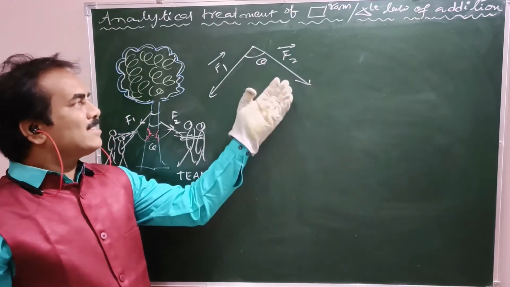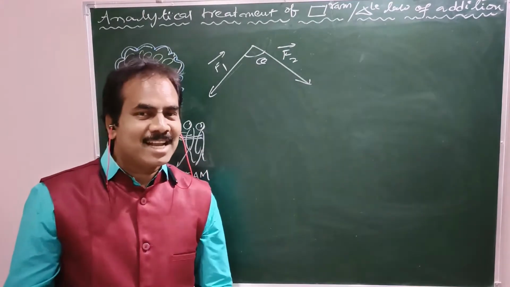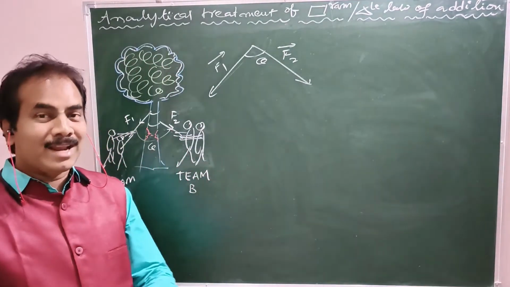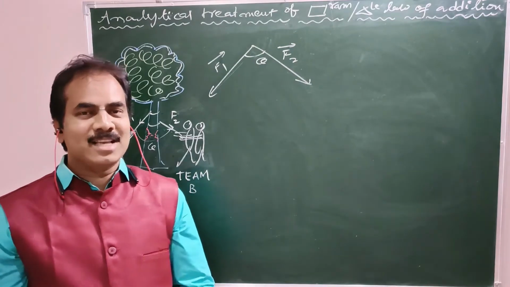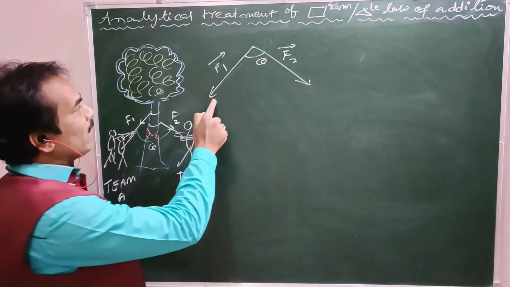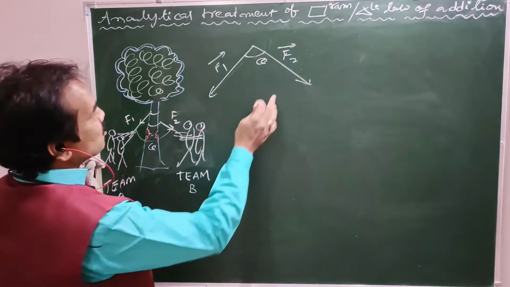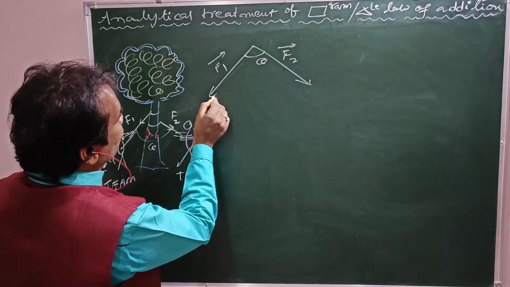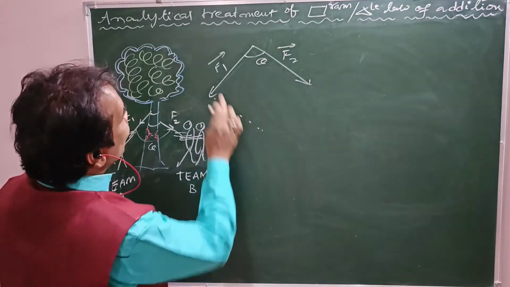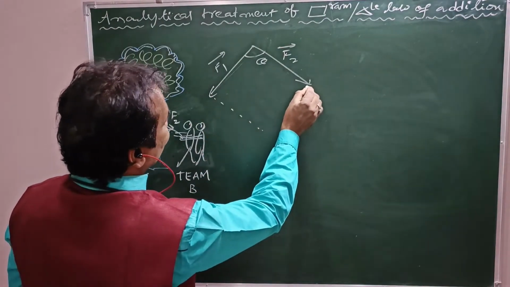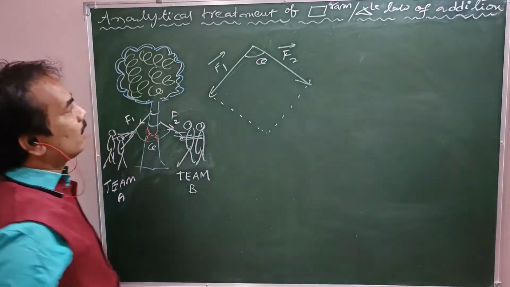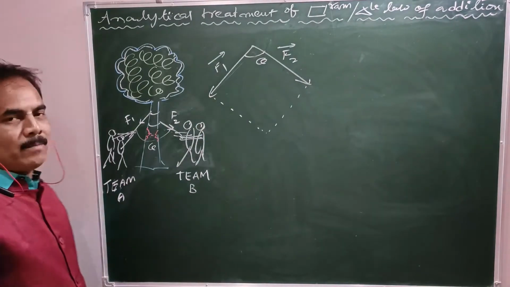Now, we can say that these two are adjacent sides of a parallelogram. Where are the other two sides? A parallelogram should have four sides, and here we have two sides. Now I am drawing two more sides as shown, one parallel to this one, another parallel to that one. Now we have four sides of the parallelogram.